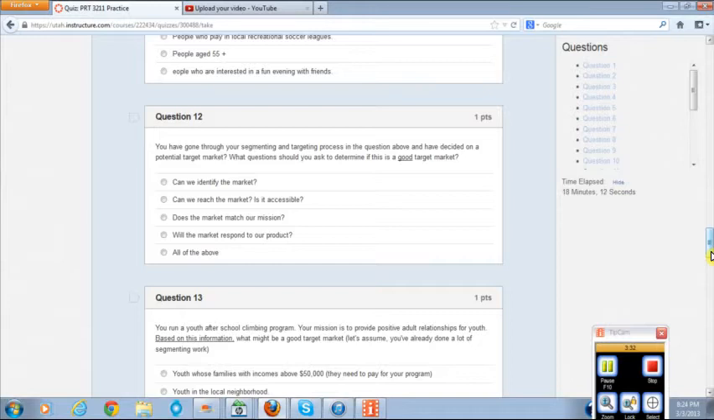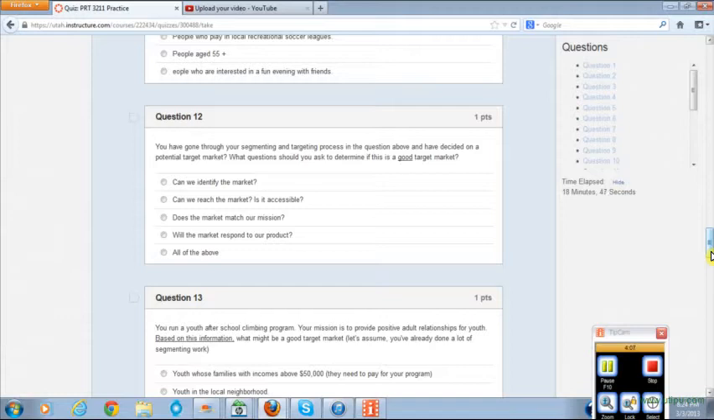You have gone through your segmenting and targeting process in the question above and decided on a potential target market. Period, not question mark. What question should you ask to determine if this is a good target market? Can we identify the market? Can we figure out who is aged 55 and up? Yes, we can. So on that one, it matches. Can we reach the market? Is it accessible? Probably. There are ways to identify it and reach these folks. So far we're doing pretty good.